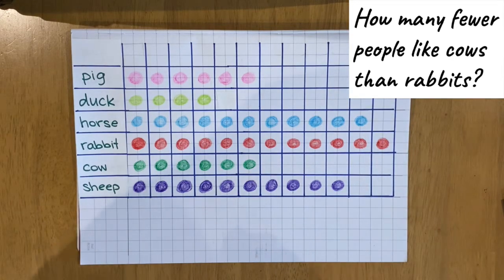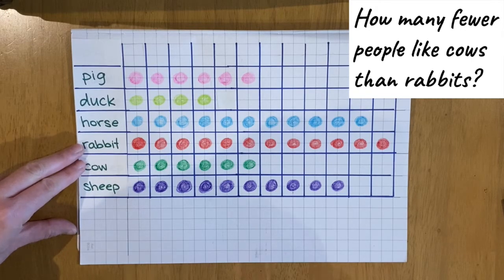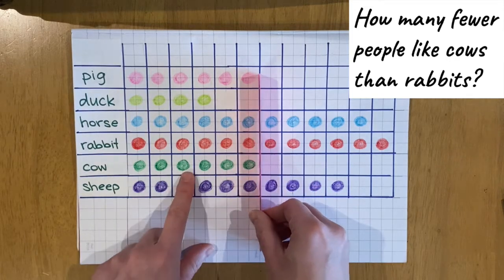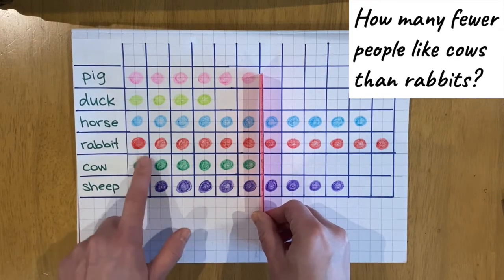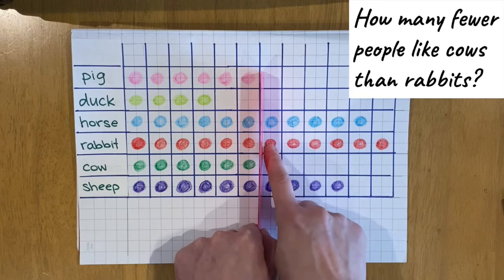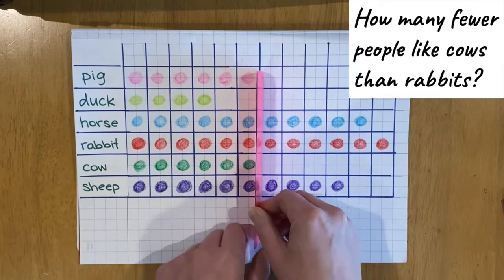Next question. How many fewer people like cows than rabbits? That's a similar question to before. So cows and rabbits, these are the ones that we're looking at. How many fewer people? So again, we're going to find the chop. 6 people like cows, but 12 people like rabbits. So how many fewer people? We're going to look at these bits here. It is 6. 6 fewer people like cows than rabbits.